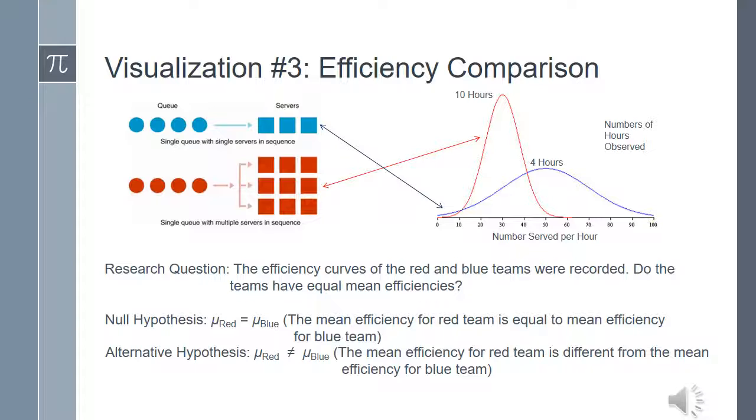Null hypothesis, mu red equals mu blue, meaning that the mean efficiency for red team is equal to the mean efficiency for blue team. Alternative hypothesis, mu red does not equal mu blue, implying that the mean efficiency for red team is different from the mean efficiency for blue team.